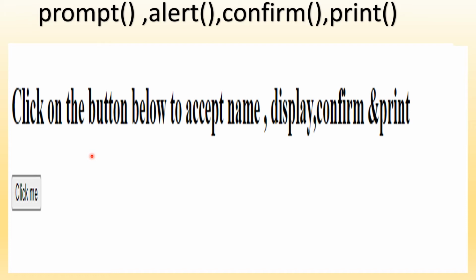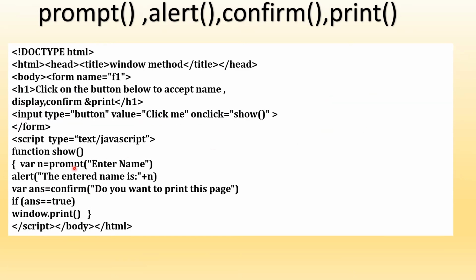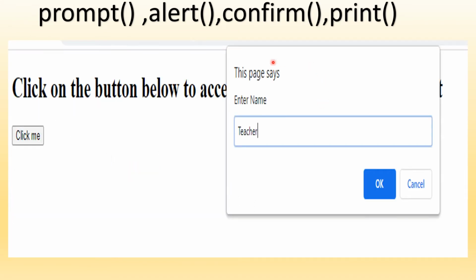So here this is what I get when I run this web page. So you can see, click on the button below to accept name, display it, confirm, and print. So there's a button there with click me written on it. After that, I have to accept the name, enter name using prompt. So you can see here, enter name is a message, and this is the prompt, a dialog box with a text field with an OK and cancel button. I have entered the name as teacher. Okay, so after clicking on this, I've got this dialog box and I've clicked on OK. That means I've accepted this name.